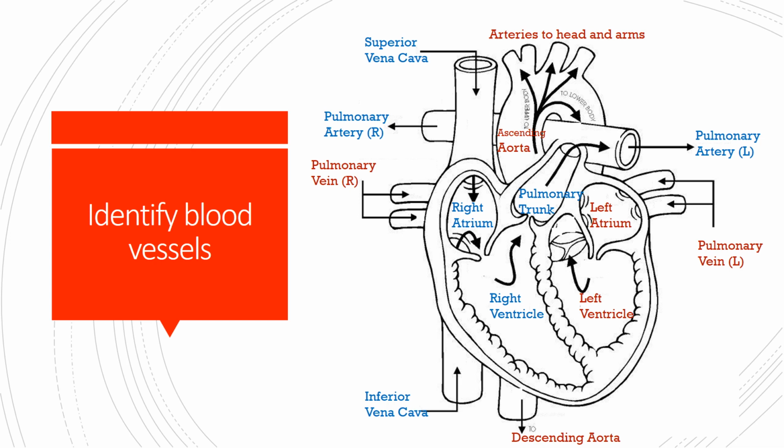From there it goes down into the left ventricle. After it goes down into the left ventricle, it will then come up through another valve to then exit at the ascending aorta. It will then exit through some blood vessels that will take it to the arms and the head. And then the other blood goes to your lower body through the descending aorta.